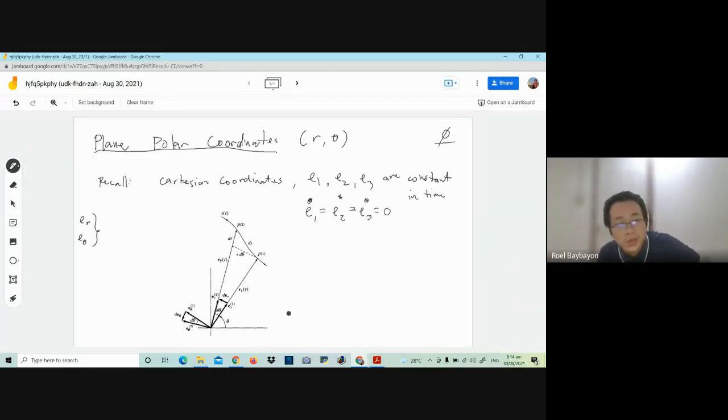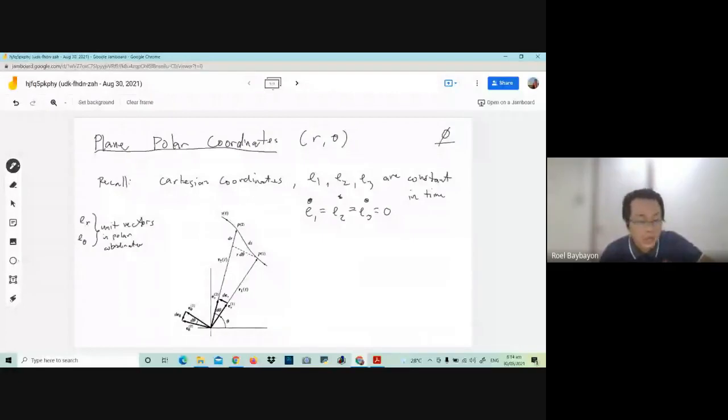So these are the unit vectors in plane polar coordinates. And we have to take note that e_r and e_theta are not constant in time. Meaning they change with respect to time. So take a look at this figure here.